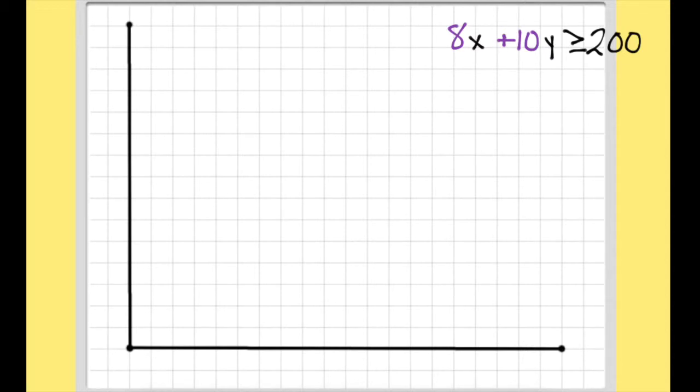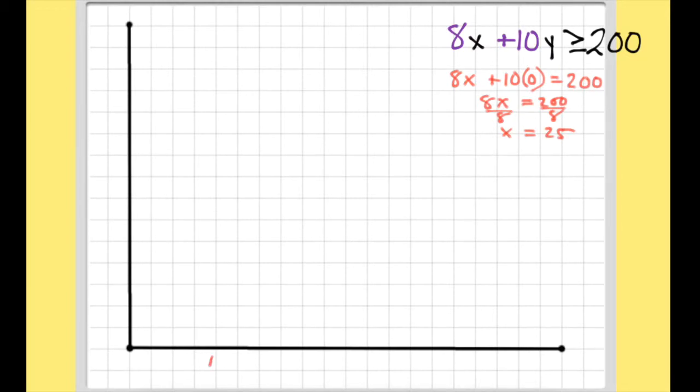So let's use our intercept method. We want to find what x equals when y is 0. In other words, if I do 0 hours coaching swimming, how many hours will I have to work in order to make $200 just by coaching basketball? So we get 8x equals 200, and dividing both sides by 8 tells us x equals 25. So that's our x-intercept. So let's plot that on the graph.